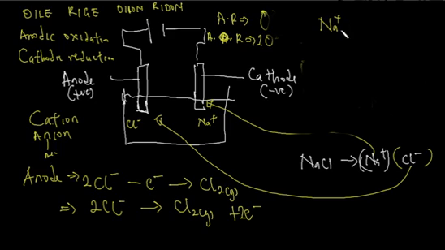Exactly. Now, when it gets to the cathode, will it be oxidation or reduction? Remember, this is the emphasis. Oil rig, anodic oxidation, cathodic reduction. So if Na plus being a cation goes to the cathode, what is going to happen there? It undergoes reduction. Thank you. Now, what is reduction based on oil rig? Is it gain or loss?